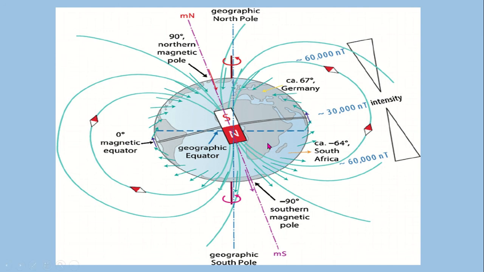This is the equator, which is perpendicular to the geographical axis, and this is the magnetic axis. I have told you. So here is the terrestrial magnetic axis, and the line which is perpendicular to the terrestrial magnetic axis is known as the magnetic equator. So this is the geographic equator, and this line is the magnetic equator. Do you understand?